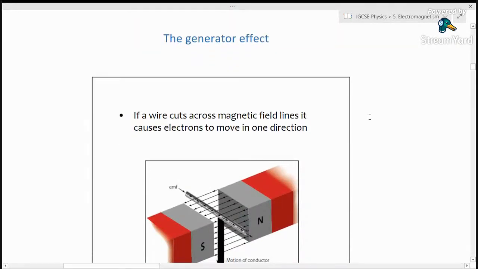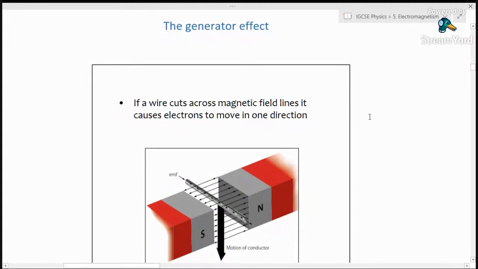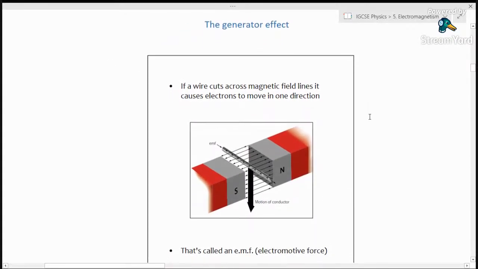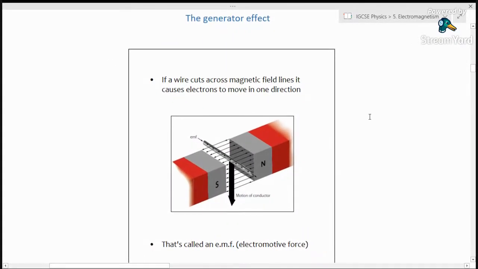So here is the basics of what is going on in the generator effect. Here is what is needed. We can see right here, it says, if a wire cuts across magnetic field lines, it causes electrons to move in the wire. This thing is a piece of wire, and we can see that something is pushing this wire down this way. So this wire has to be pushed downward.